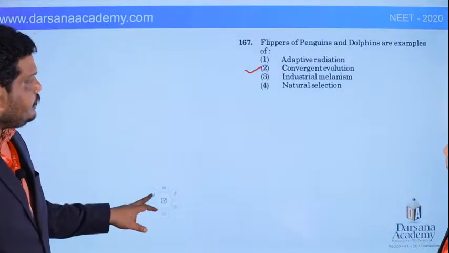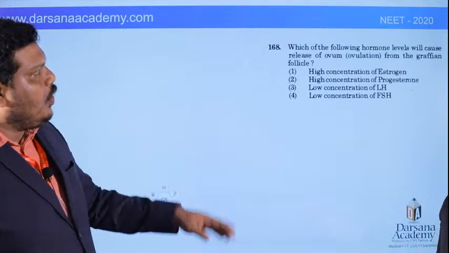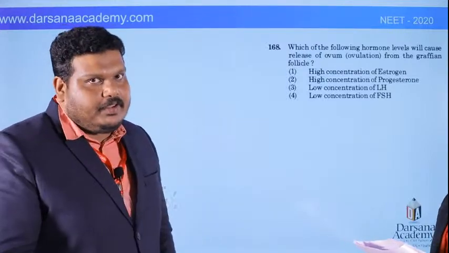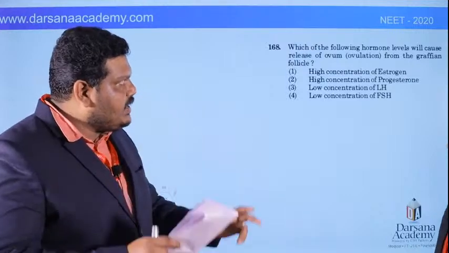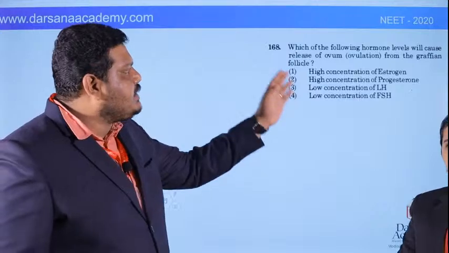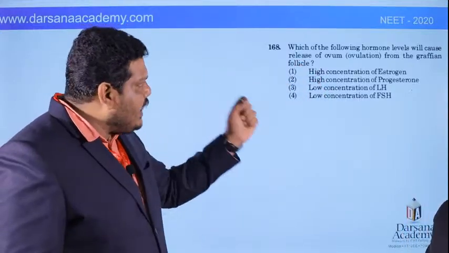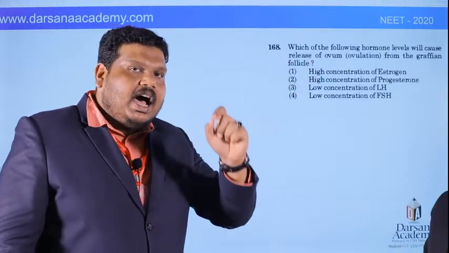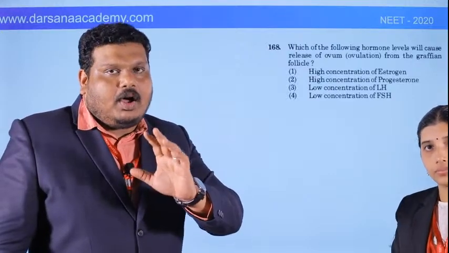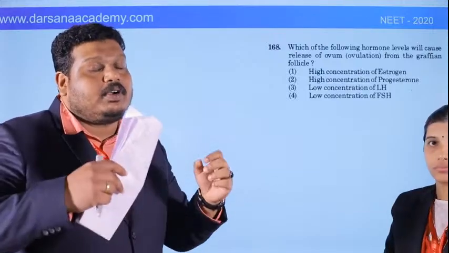Next question: which of the following hormone levels will cause release of ovum from the Graafian follicle? According to NCERT, this question has some confusion, because according to NCERT, the ovulation process is initiated by an increase in the concentration of LH. But here it is mentioned as low concentration of LH, so you have to select the correct option from the others. Maybe the high concentration of progesterone is possible after the formation of the corpus luteum. The corpus luteum is capable of producing the hormone progesterone. But they are asking about the release of the ovum, which means the corpus luteum is not yet formed.